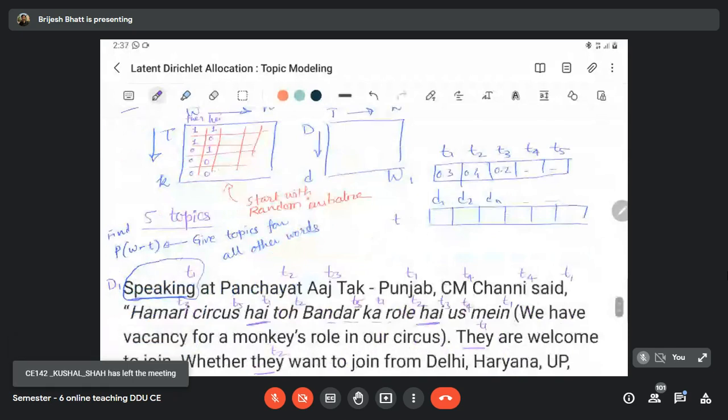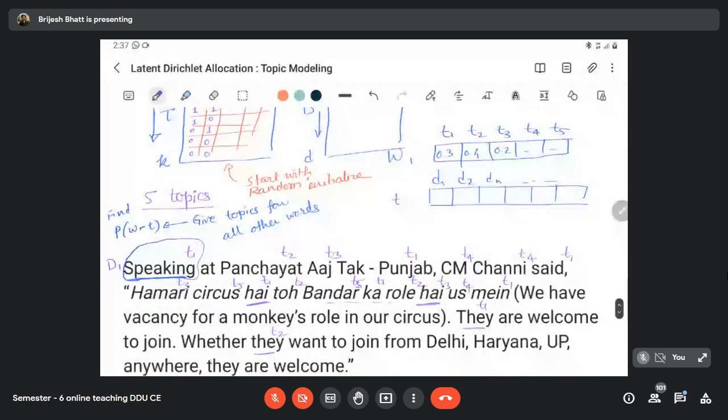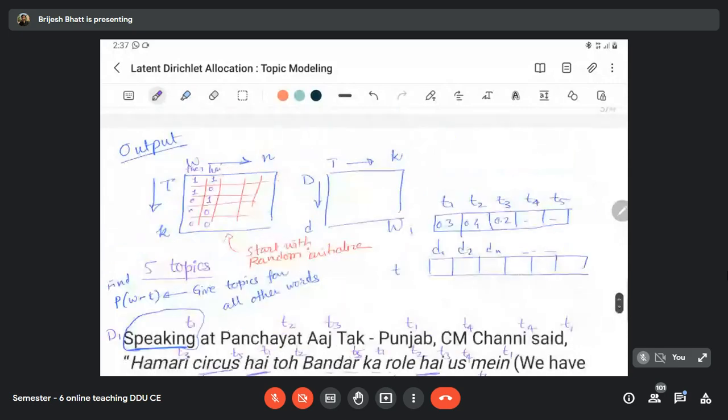Would it say circus also? Yes, circus, but T5 here and let's say T2 here. So for the third word, circus, let's say, then T2 and T5 is 1. Everything else is 0.